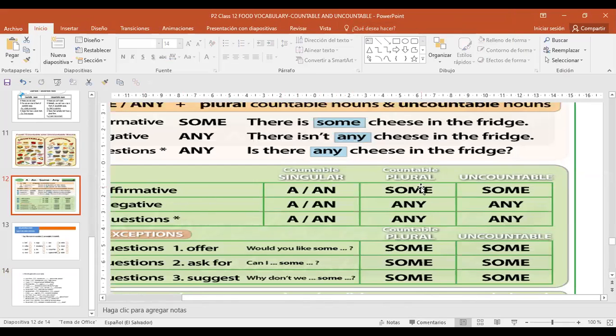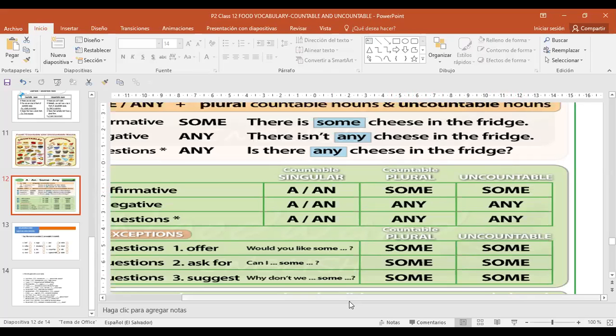Remember that some can be used for plural countable. Vean, esta es la respuesta. Or for uncountable. Some tiene la versatilidad que se puede utilizar para nombres plurales contables. Cuando yo les decía, ah, pero va en plural, es por eso, porque es contable plural, ¿verdad? Pero también se puede utilizar en uncountable. Aquí en el countable plural es algunos, algunas. Pero en el uncountable es algo, ¿verdad?